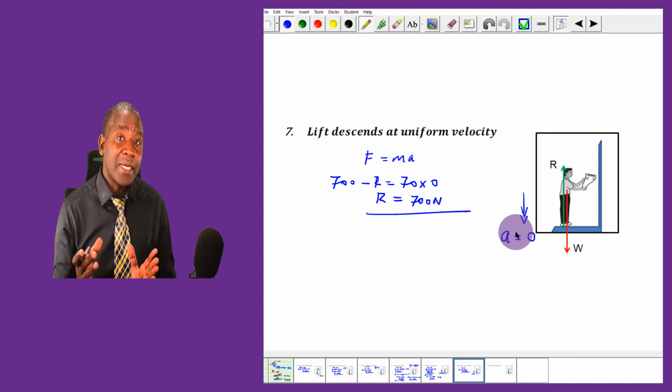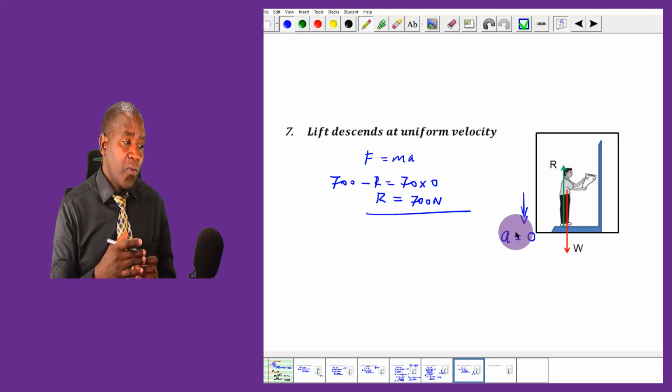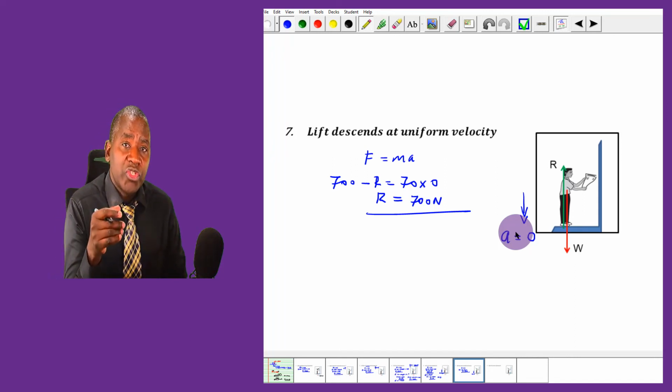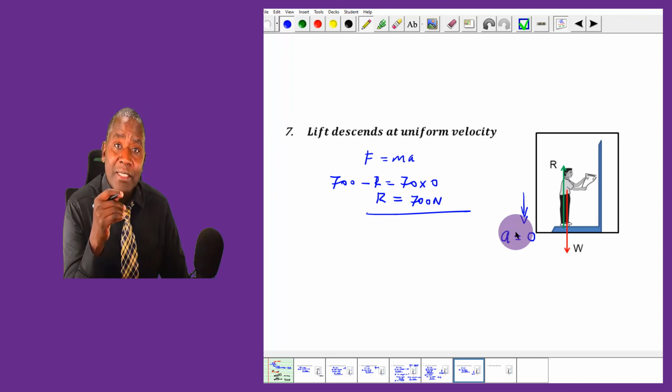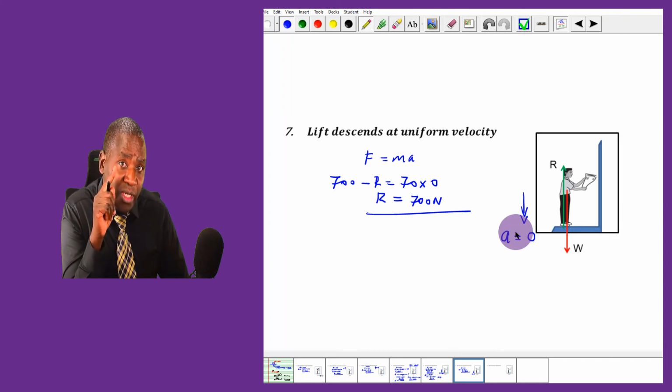So you may be asked a question like this. In what three situations does the balance give the actual weight of the person? Mention three situations that the balance reads the actual weight of the person. The first situation is when the lift is stationary. The second situation is when it is moving upwards with uniform velocity. And the third situation is when it is moving downwards with uniform velocity.